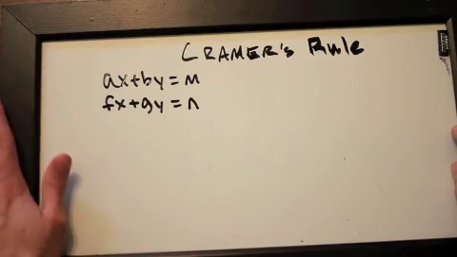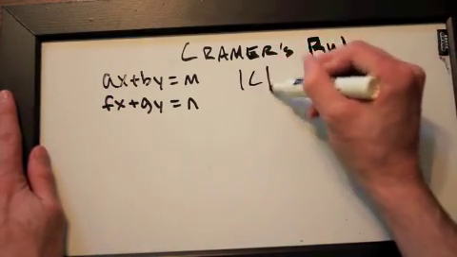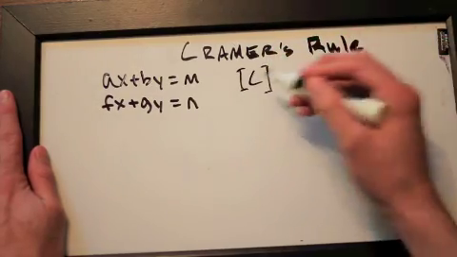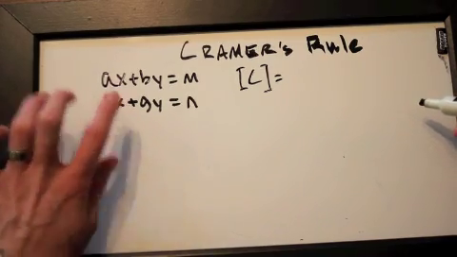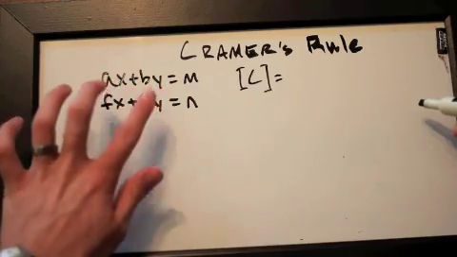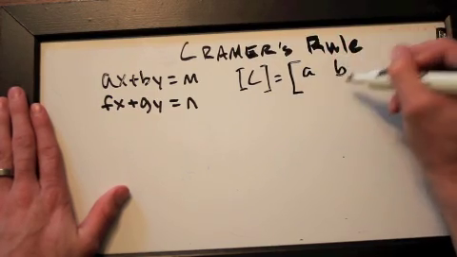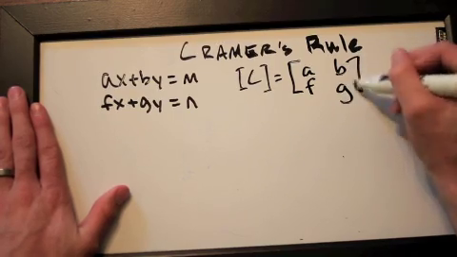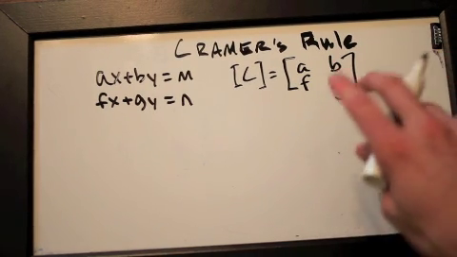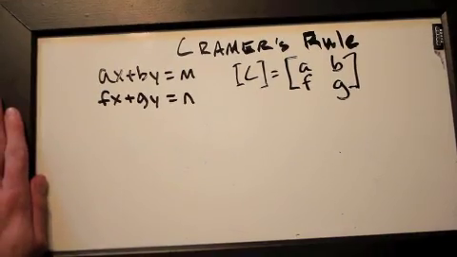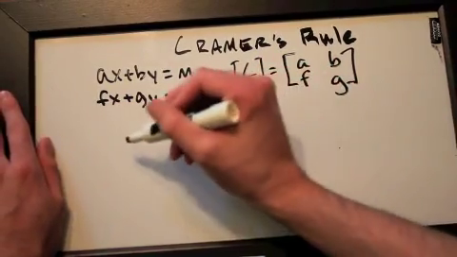So it's first a good thing to establish what a coefficient matrix is. I will denote that from now on as a matrix with a capital C. This is a matrix strictly made up of the coefficients of x and y. So this is just a matrix with a, b, f, and g. That's all it is. It's just a coefficient matrix. It's in the name.